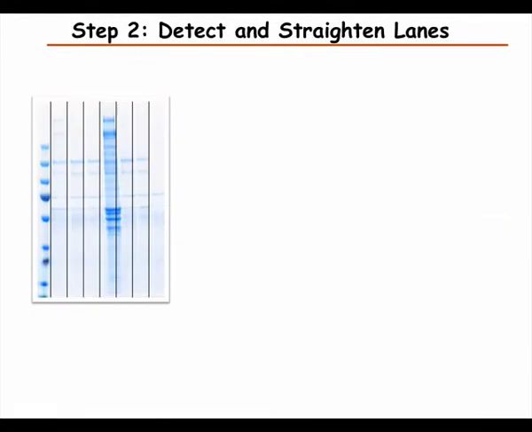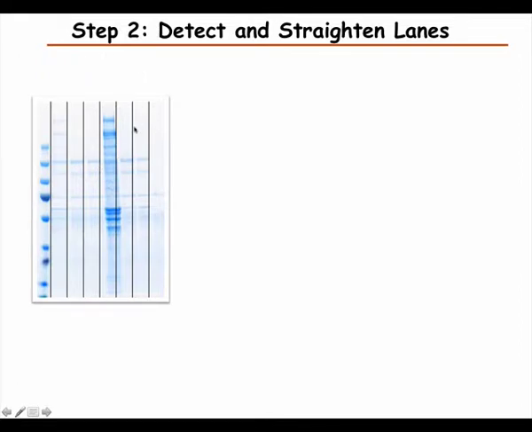So the next step is that if we want to detect lanes, they're usually crooked. So what we want to do is to straighten them out also, mainly because if they're straight, it's easier to analyze them.